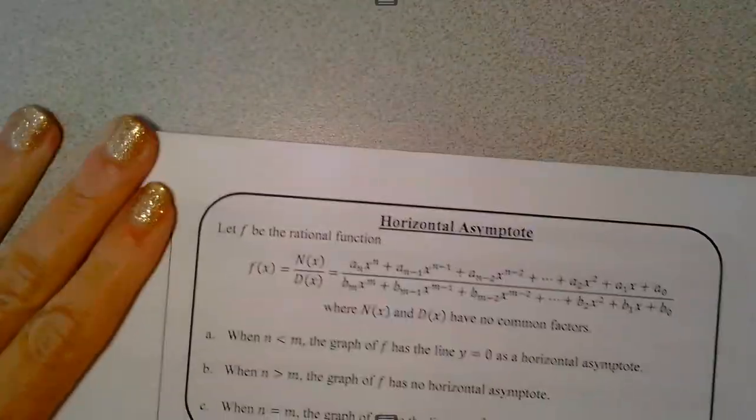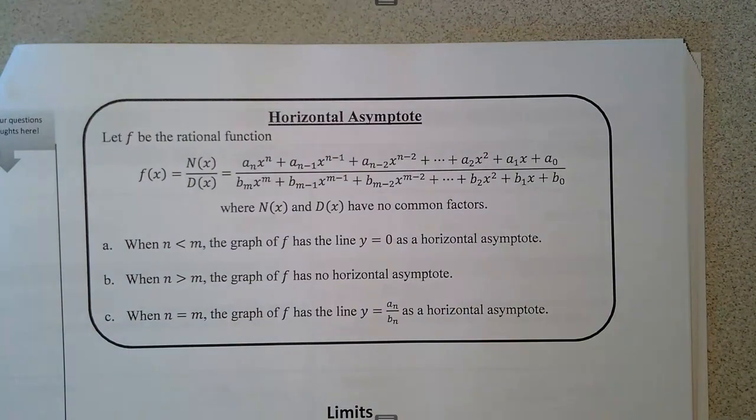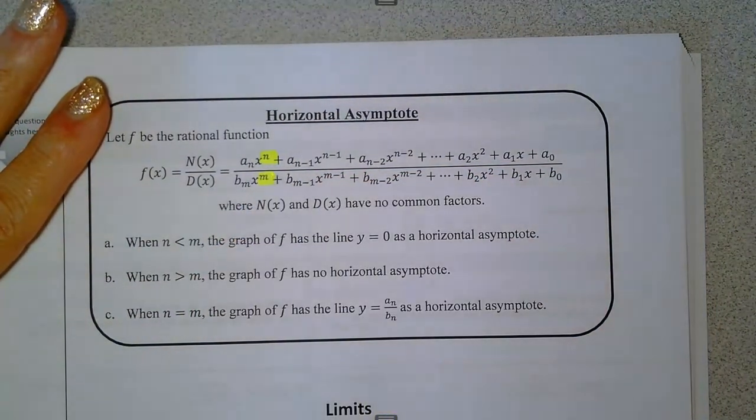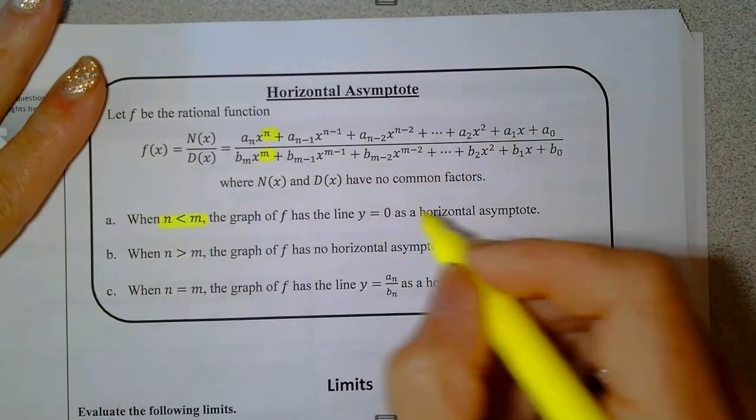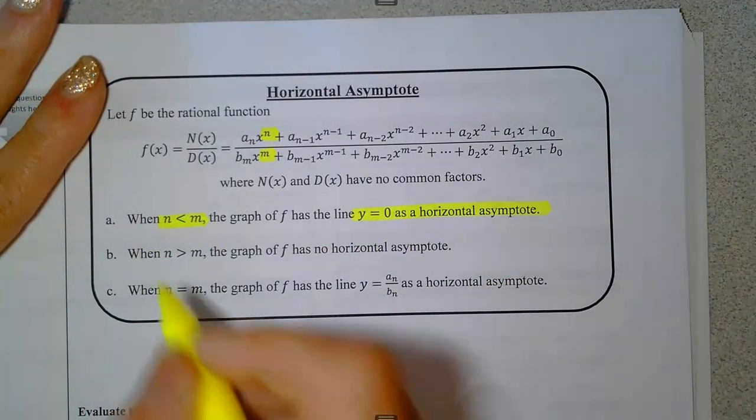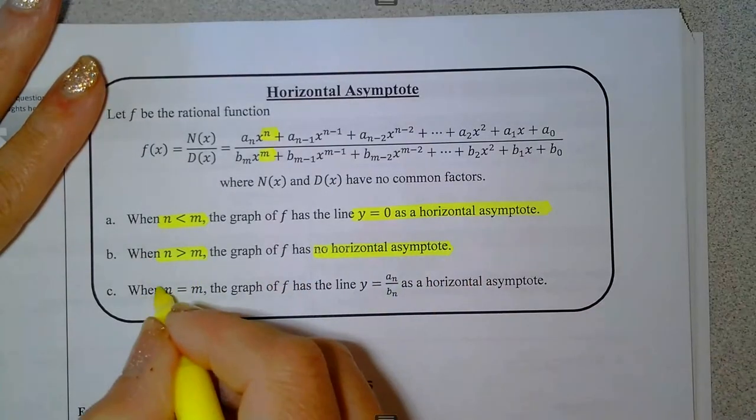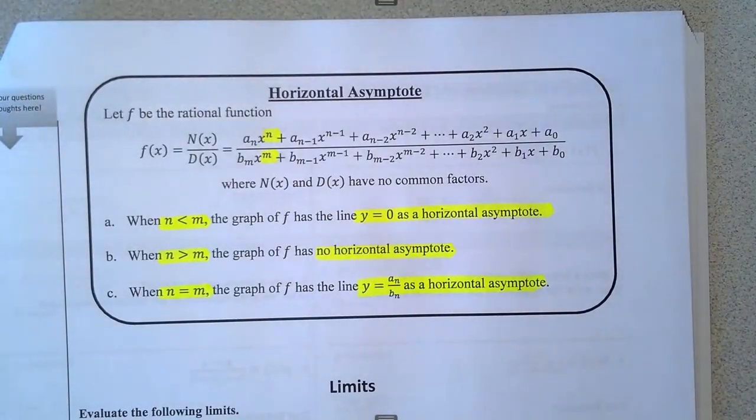Okay? So this part right here is, I know, the mathematical jargon. So do you see how n and m are the exponents? When n is less than m, y is a horizontal asymptote. When n is greater than m, it has no horizontal asymptote. And when they equal each other, it's just the two numbers divided by each other.